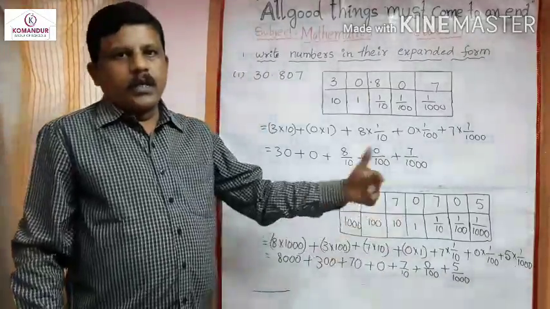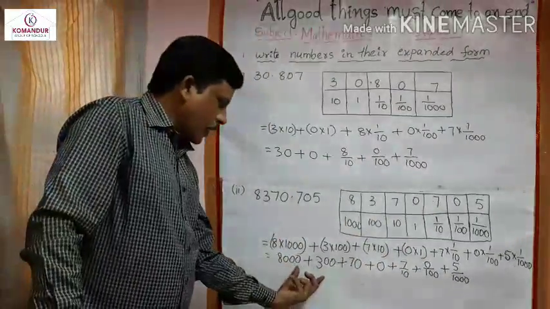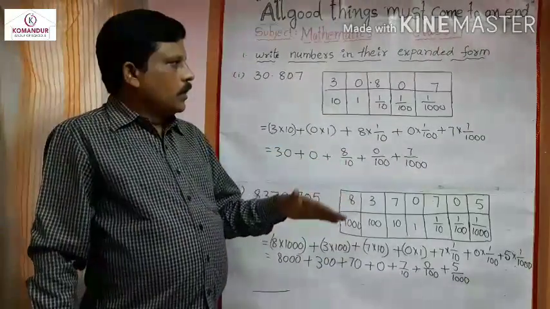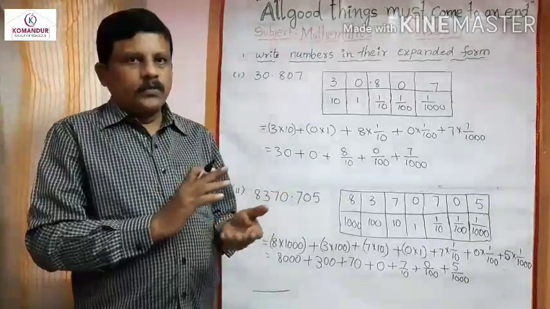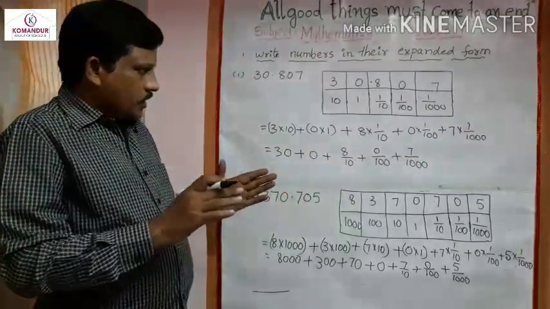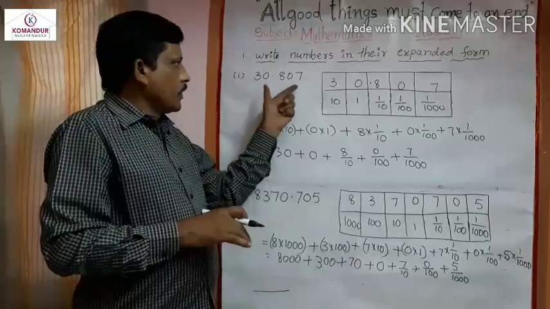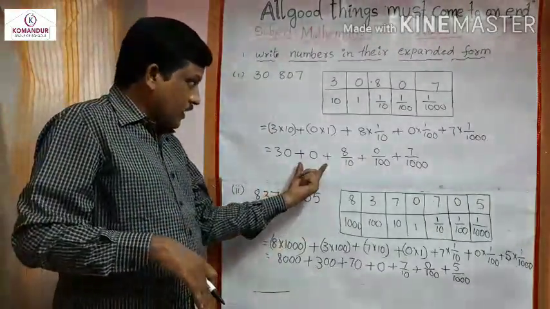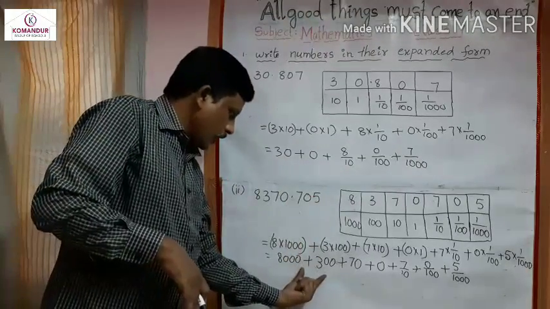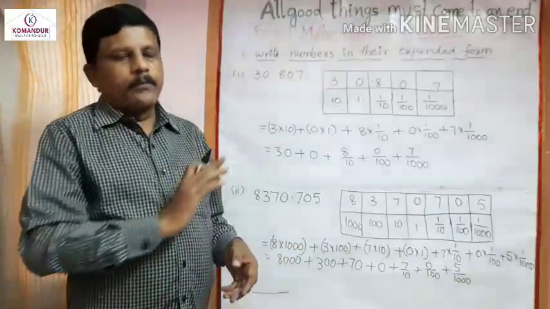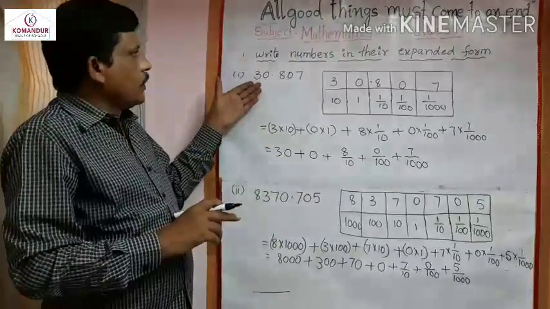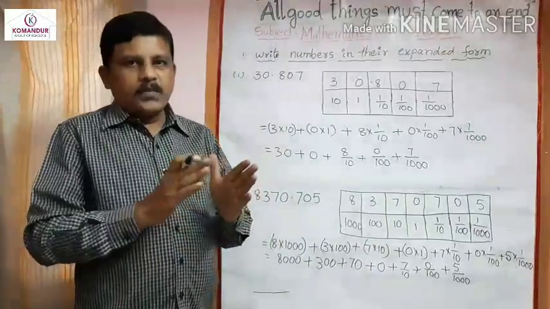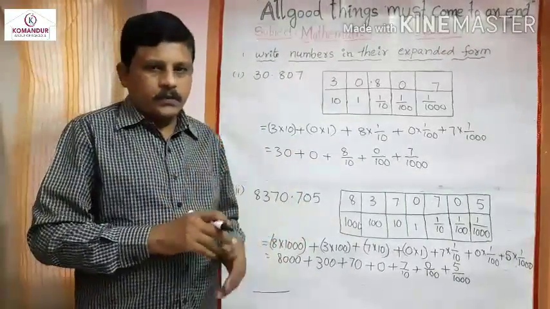8370.705. So we can write the number. They have given the expanded form already, so from that we will write the number. In the exam they will ask two methods of that. In our textbook, in last year's question paper, the first two questions asked for expanded form, and for the remaining two questions they gave the expanded form like this and asked for the number. Then we will write this number as it is. From that question we will write the number. So that is the expanded form of decimal numbers.